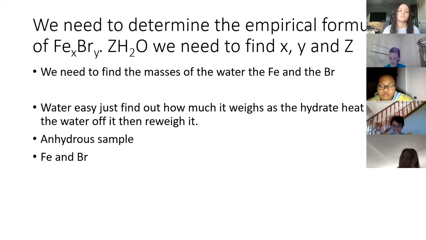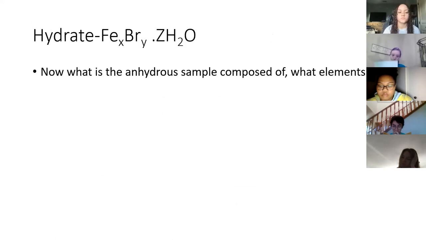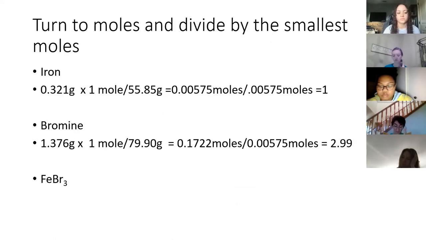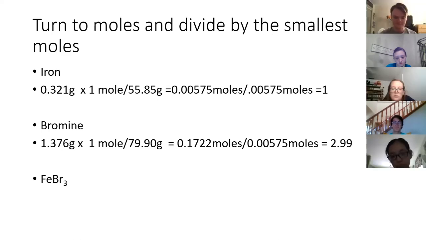So I have the weights of all three of my substances. I have my weight of iron. I have my weight of bromine. So what I'm going to do is divide my weight of iron by the atomic mass. And I end up with 0.00575 moles of iron. Next, I'm going to take my bromine weight and divide that by the atomic weight of bromine. I end up with 0.1722 moles of bromine.